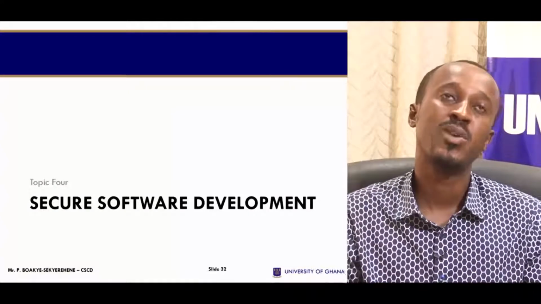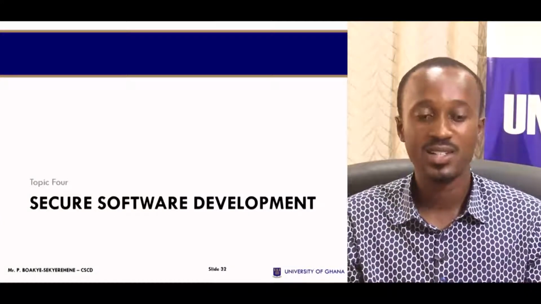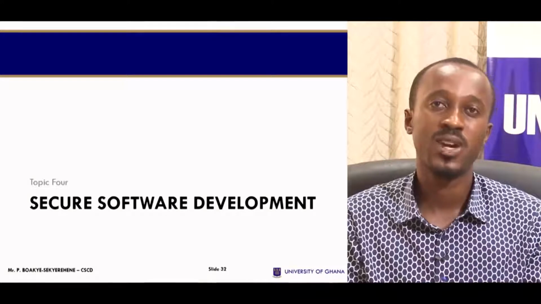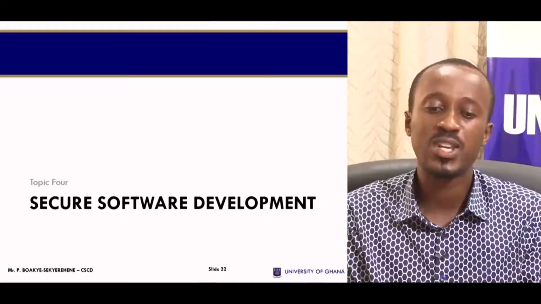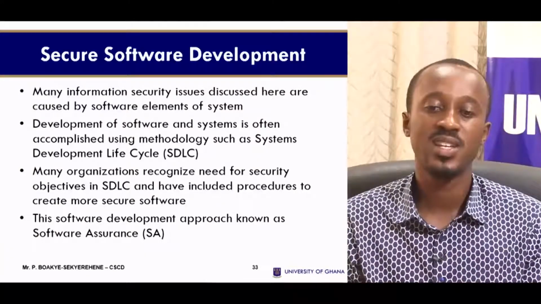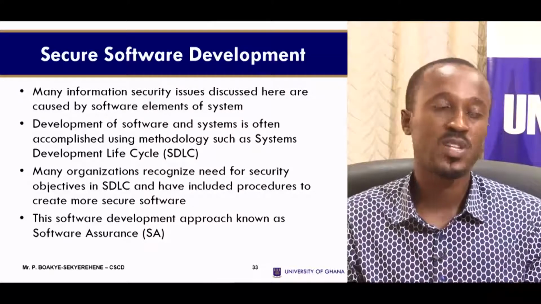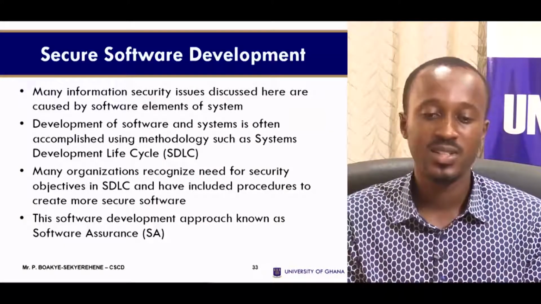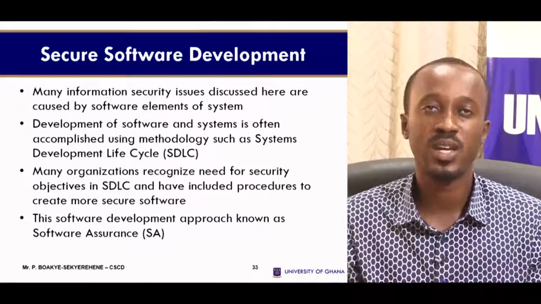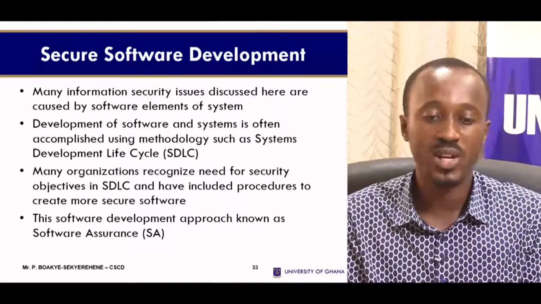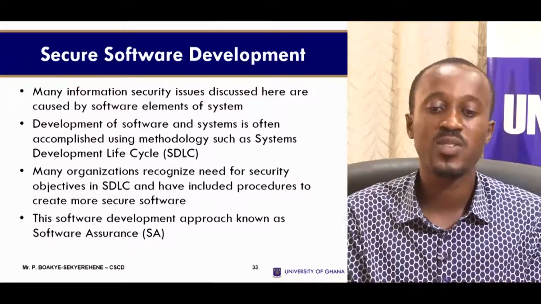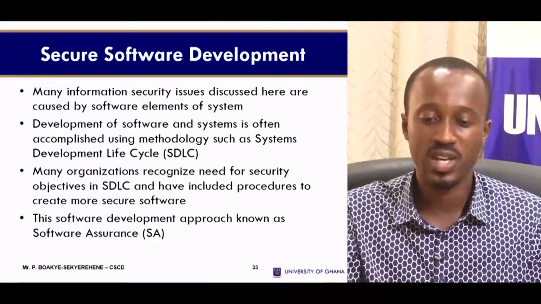Then, with that said, we have an idea what attacks are, we have an idea what threats are. We want to look at secure software development. If we have threats happening, and attacks in existence, how can we secure software in its development? Many information security issues that are discussed here are caused by software elements of the system. Now, the development lifecycle has certain methods that allow you to incorporate security. So most organizations now have included procedures that will create more secure software. And this software development approach is now known as software assurance.